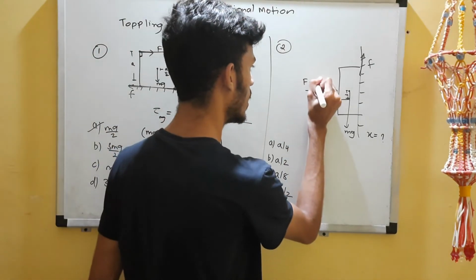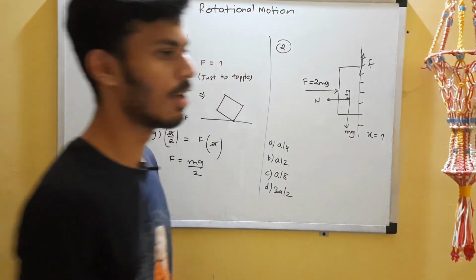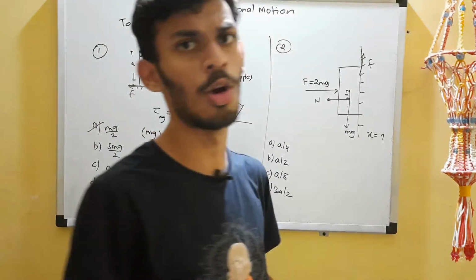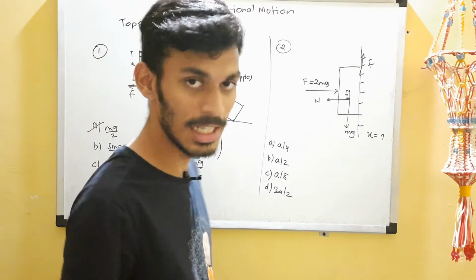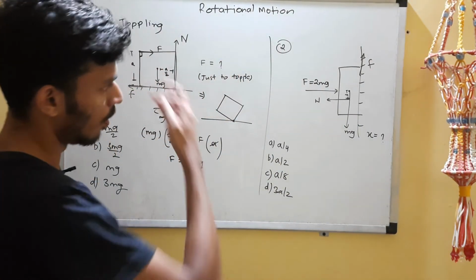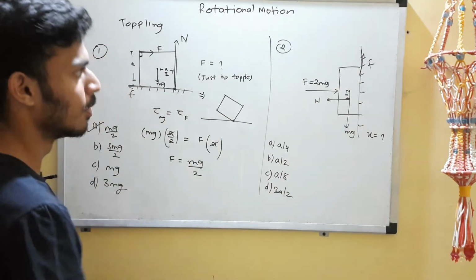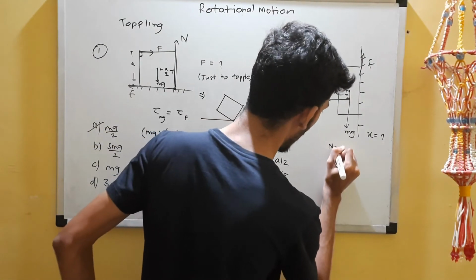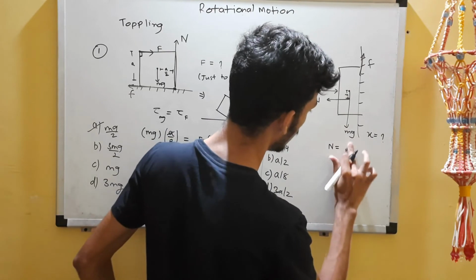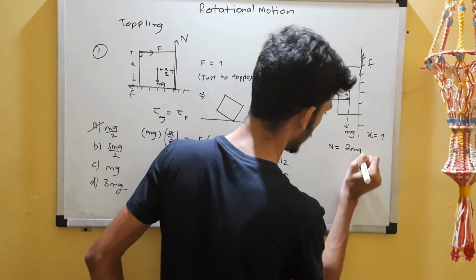The block is completely at rest. It's not in translational motion or rotational motion. So you have to find x so that the block remains at rest. So what can we do? Now we know that the block is at rest, it is in equilibrium. So we can equate N and F, right? F is nothing but 2 mg. It was given in the question.